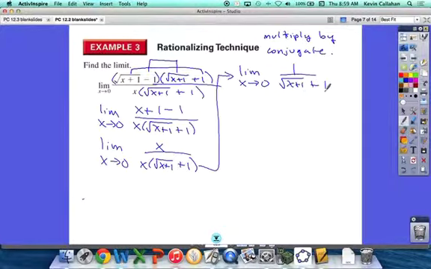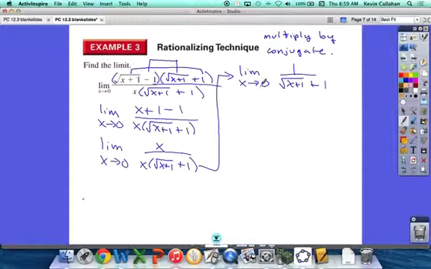Now, you know what I didn't do at the beginning, which I should have done? Try direct substitution. I mean, notice if we would have tried to plug in 0 here, we would have gotten indeterminate form, right? Because you would have had the square root of 1 minus 1 in the numerator, and you would have had 0 in the denominator. So it would have been 0 over 0, right? After you've done the rationalizing technique, again, you're going to do direct substitution.